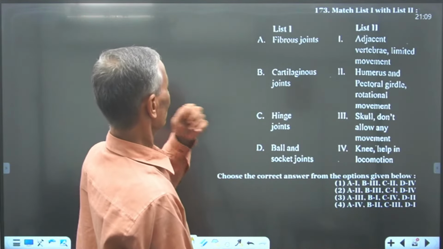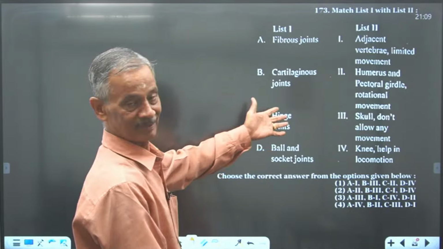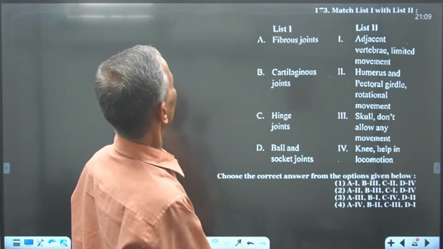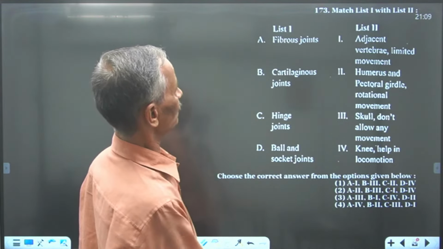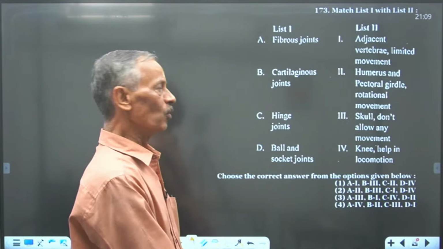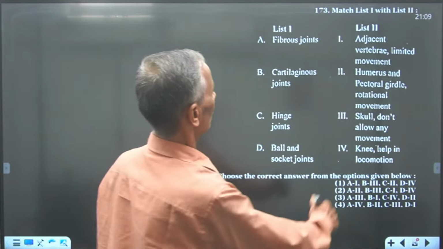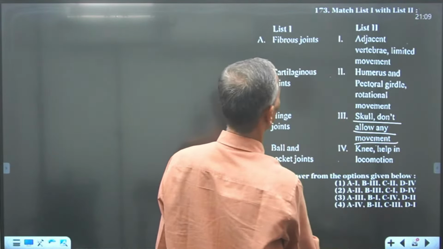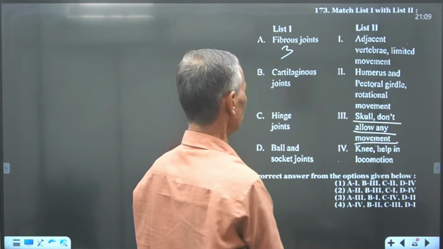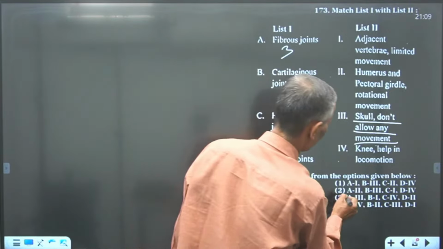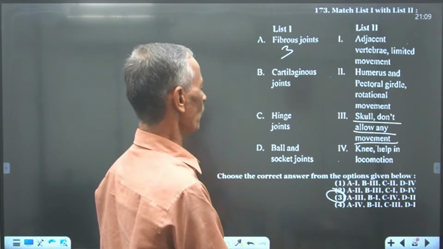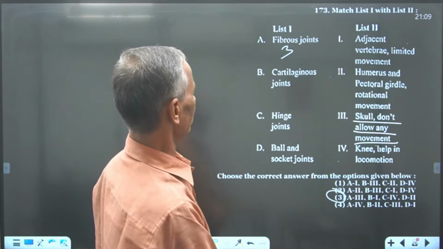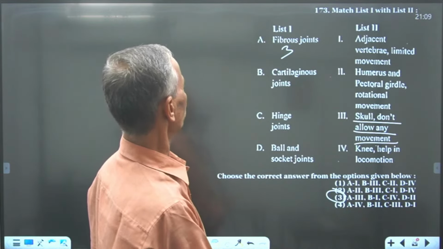Again, we are having the same question given to you earlier. Fibrous joints. Fibrous joints are immovable joints. Okay. For example, skull, they do not show any movement, immovable. So fibrous joint is 3. This time you are very lucky. There is only one option where A is 3. So immediately you mark it.